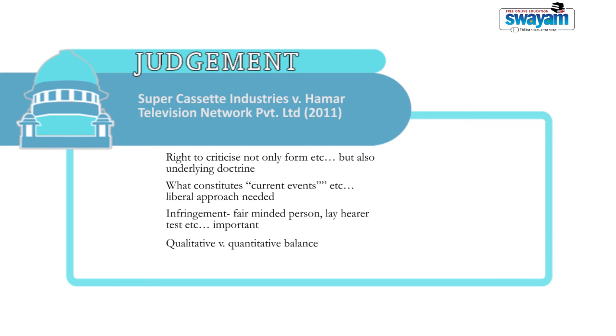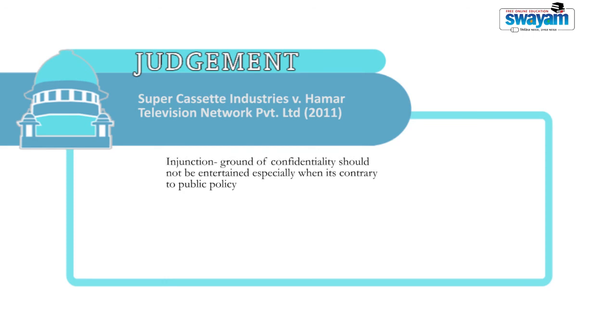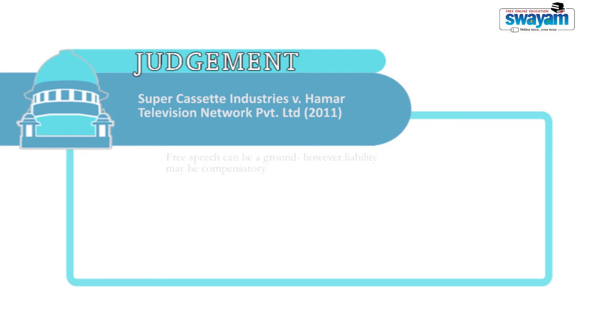Especially, the court said that injunction should not be granted on the ground of confidentiality, since confidentiality is a different ground altogether, especially when it is contrary to public policy. Free speech can be a ground, however liability may be compensatory in such cases. So wherever there is a question of free speech, the court must use the compensatory liability regime rather than the injunctive relief system for allowing fair use of certain works.